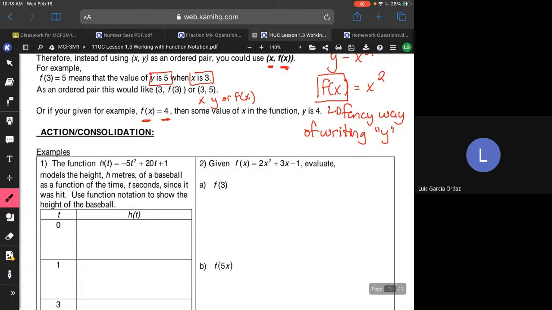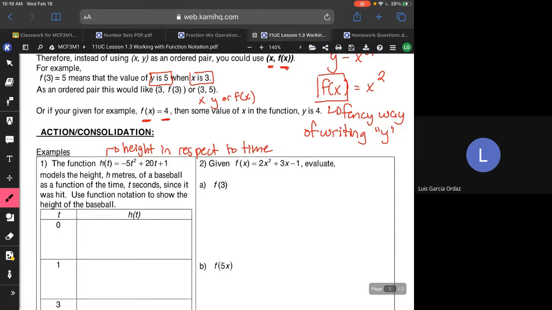So I have the function h of t, so height in terms of time. So this means height in respect to time. So that's how you'd read it as a sentence. So the function h of t is equal to negative 5t squared plus 20t plus 1. It models the height h in meters of a baseball as a function of the time t in seconds since it was hit. We can use function notation to show the height of the baseball.